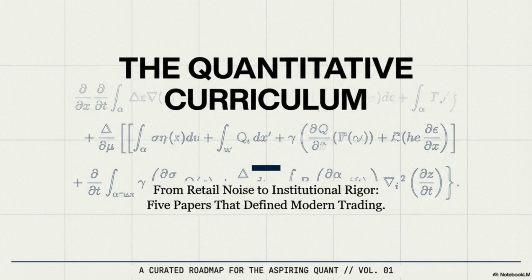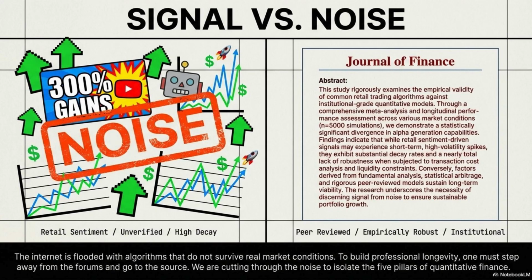If you spend any time on financial Twitter or YouTube, you are constantly bombarded with strategies. How I made 300% with this moving average crossover, or the ultimate RSI bot. Here is the hard truth. 99% of that is noise.